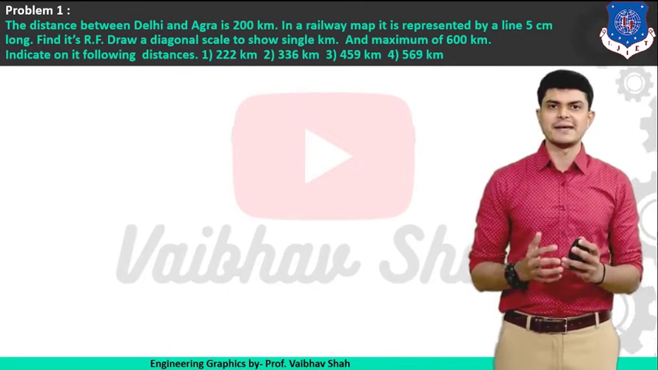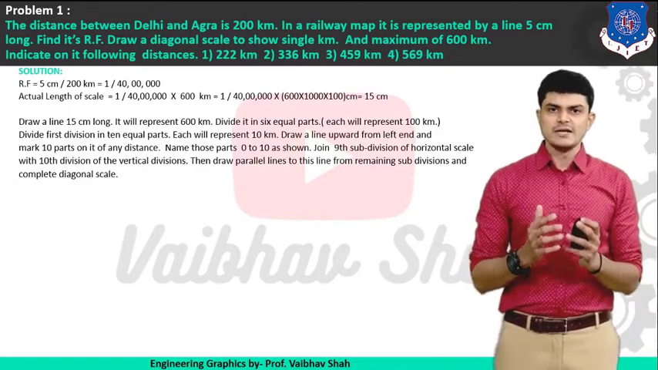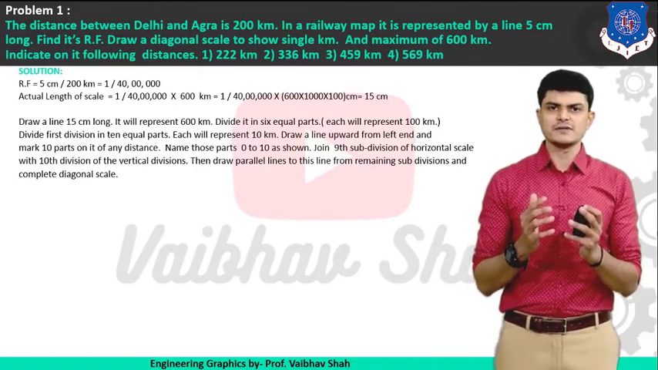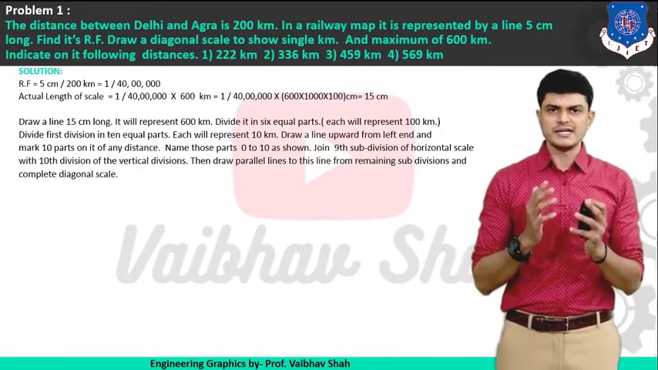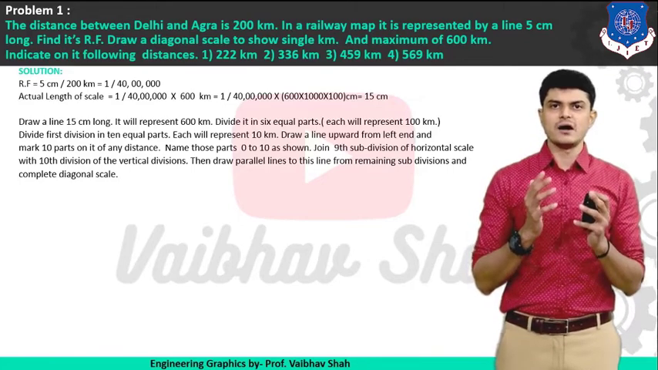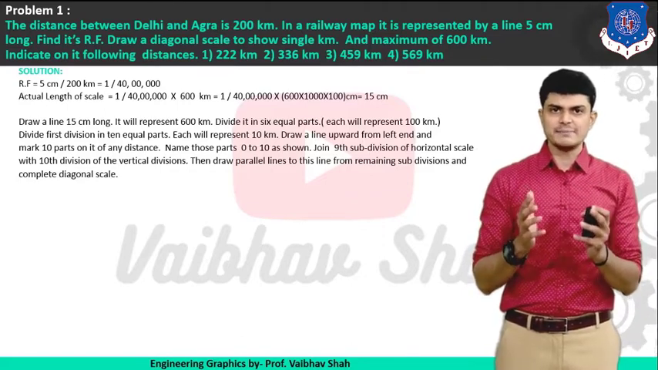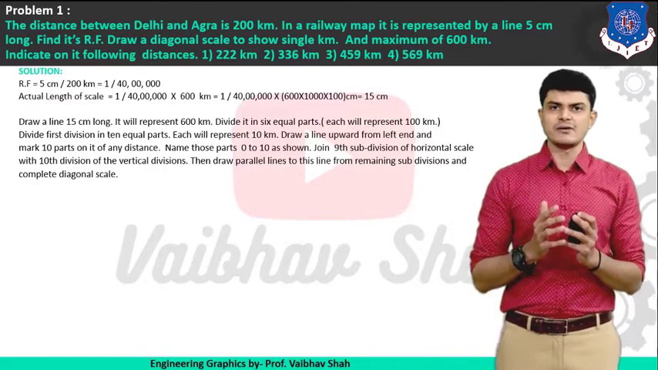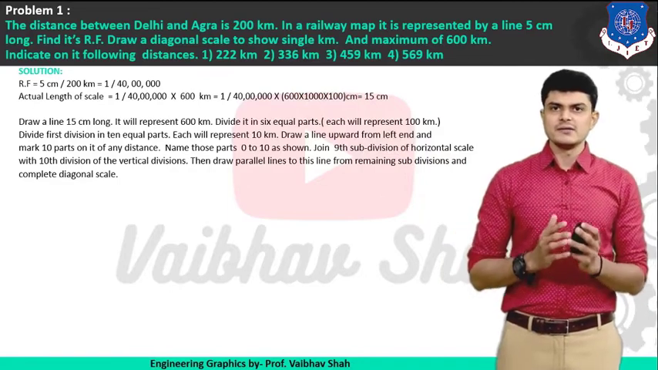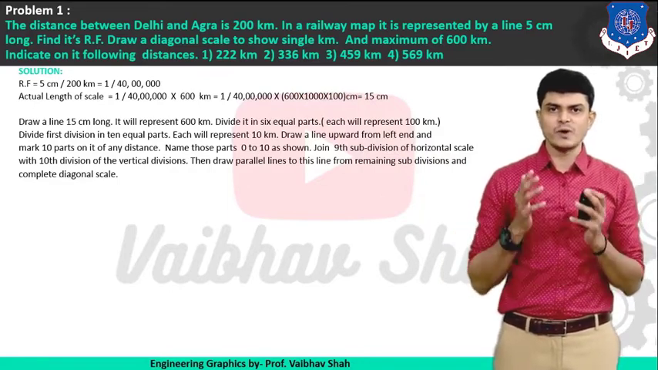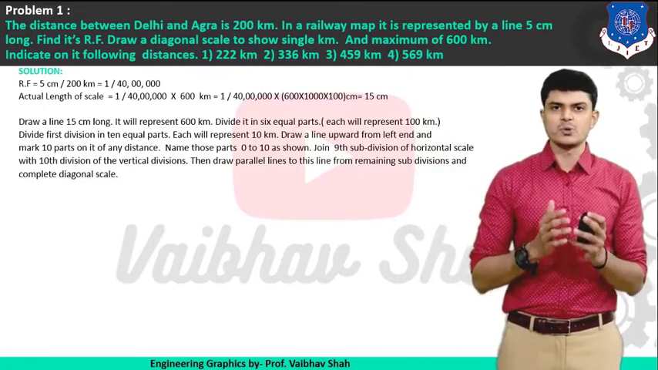First we will start with the mathematical calculation. So first of all, let us find out the RF. RF is nothing but the dimension of an object in the drawing to the actual dimension, right? We remember the definition. So what is the dimension of the object in the drawing? In the drawing, it represents a 5 cm long line. So that means we are going to draw a 5 cm long line on the drawing sheet. That's why the 5 cm long line is in the numerator, divided by the actual length of the object. So what is the actual length of the object? It is 200 kilometers. So 5 cm divided by 200 kilometers.